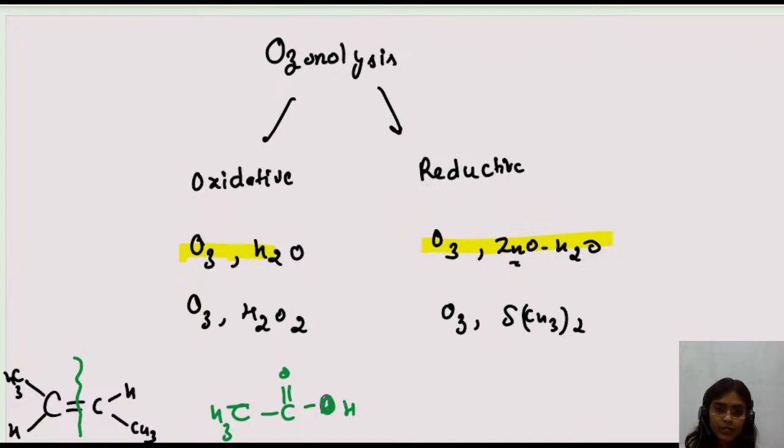But what is reductive ozonolysis? In reductive ozonolysis, the reaction stops at the aldehyde only. Again, ketone is not the issue. Only the aldehyde is the issue. Okay, this is simple, the ozonolysis part.